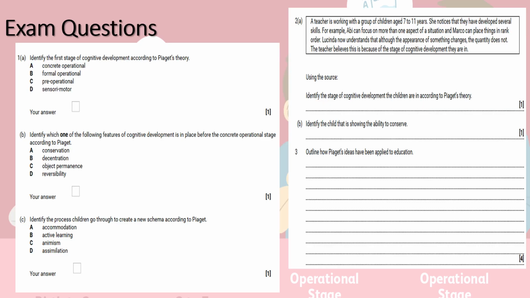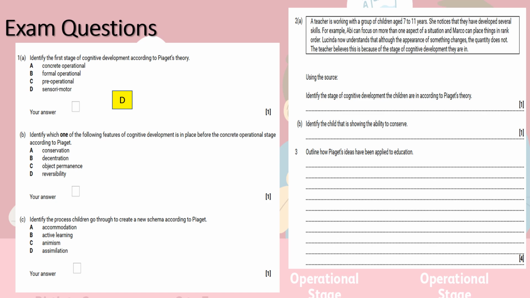Okay guys, so now let's have a look at some exam style questions. So the first one, identify the first stage of cognitive development according to Piaget's theory. So is it A, concrete operational, B, formal operational, C, pre-operational, or D, sensory motor? Okay, so hopefully you're okay there. We're going for D, sensory motor.